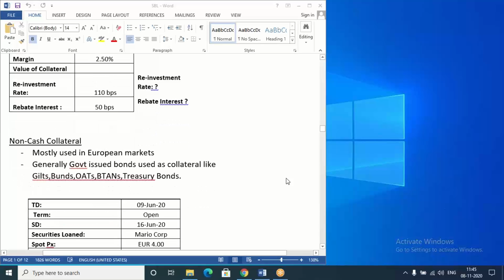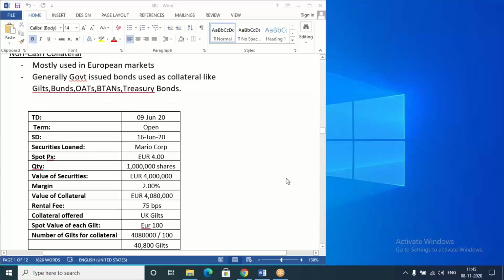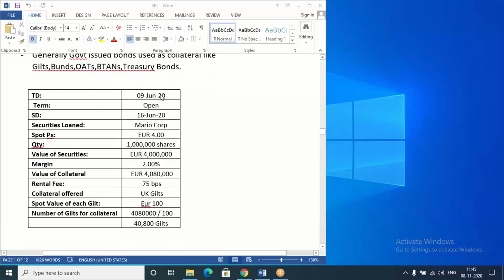So again we'll take an example. Trade date 9/2. This time again the contract is open. Settlement is the 16th. Again, let's say Mario Corp. The spot price of each share is 4 euros. The quantity of shares that is going to be borrowed is 1 million. So the value of securities will be 4 into 1 million, which is 4 million euros.